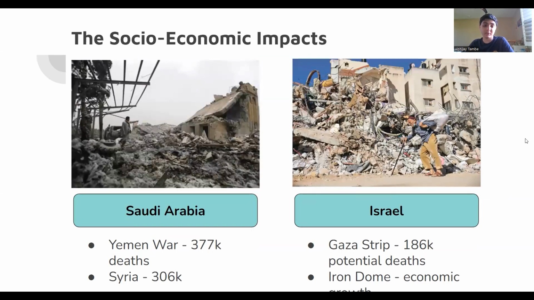Next, I'll talk about the socio-economic impacts of Israel and Saudi Arabia's actions in relation to US presence. For Saudi Arabia, the impacts have largely been in the context of regional conflicts, such as in Yemen and Syria. In Yemen, the US has supported Saudi Arabia with arms sales and strategic backing. And Saudi Arabia in turn supported the Yemeni government to fight against the Iranian-backed Houthi rebel group.